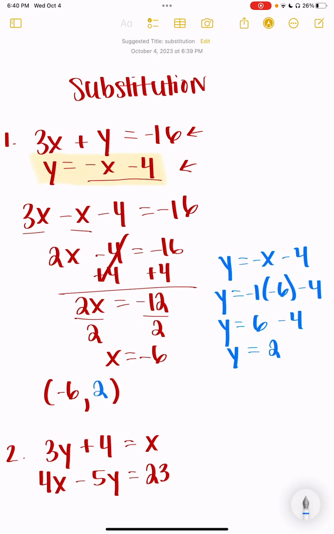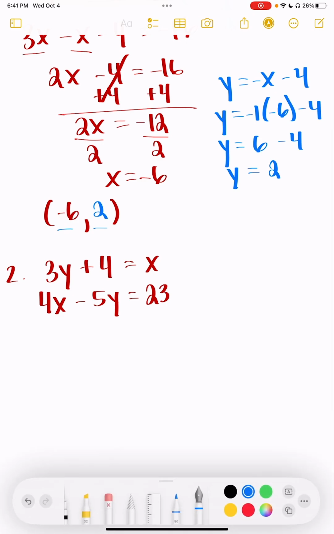And to check if this is correct, if you plug both of these values into either of these equations at the top, it will work. So let's just test this out. We know that y is 2, so I'm going to use the second equation again. Y is 2, so instead of writing y, I'm going to write 2. We know that x is negative 6, so it's negative x in the equation, so I'm going to do negative, parentheses, negative 6, minus 4. Again, bring that 2 down. Negative times a negative is a positive, so it's going to be 6 minus 4. And we know that 6 minus 4 is 2, so that works. And that would also work for this equation if you plug those values in.